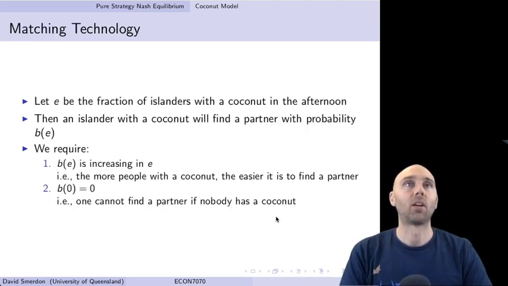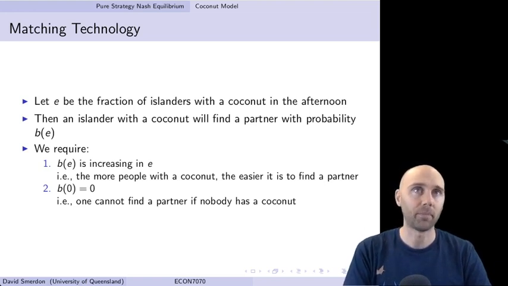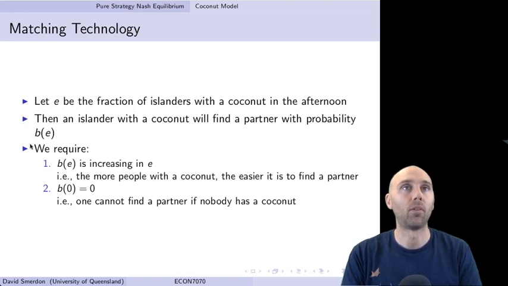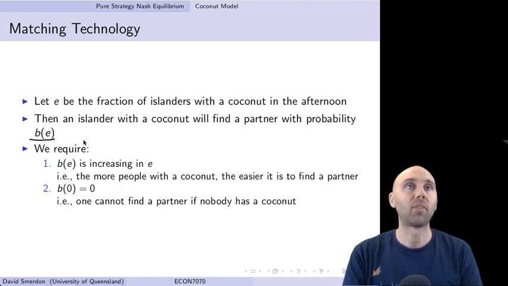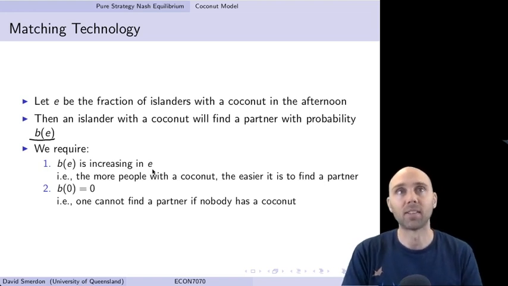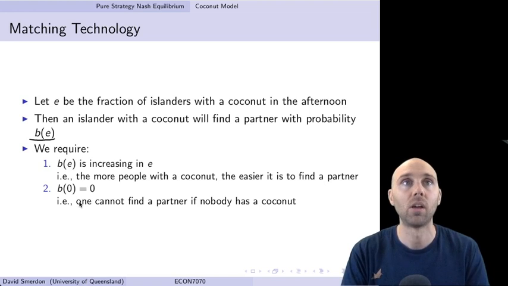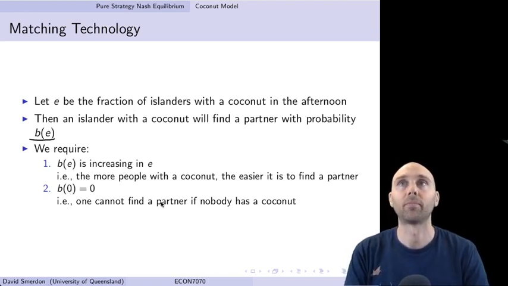Let's talk about the matching technology now, which happens in the afternoon when there's trade and exchange. So let E be the fraction of islanders with a coconut in the afternoon. Then the probability that an islander with a coconut finds a partner to trade with, we'll call that probability B of E. Now, what do we need to know about this probability function, B of E? Well, it must be increasing in E. That is, the more people around with a coconut, the higher the chance that you find someone to trade with. If there are no people to trade with, then you're not going to find anyone for sure. So that probability will be 0.